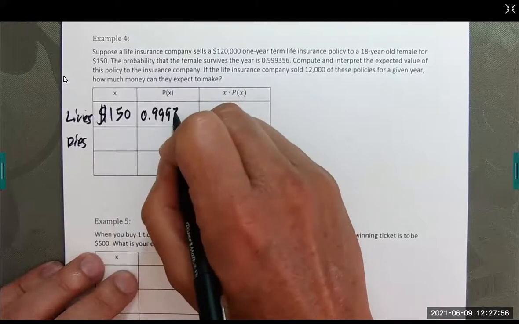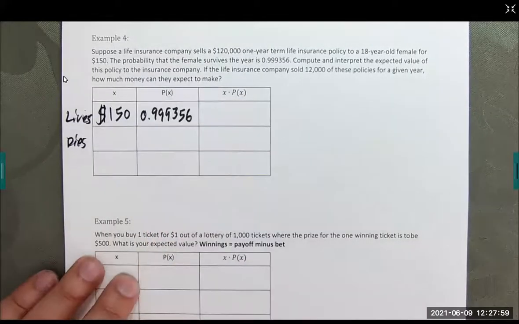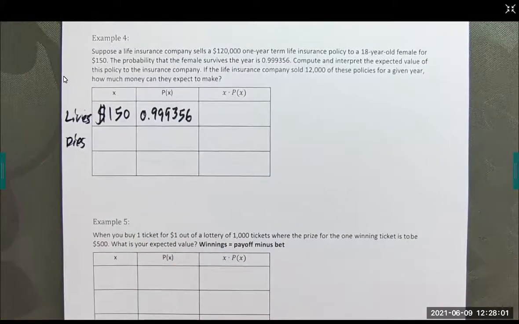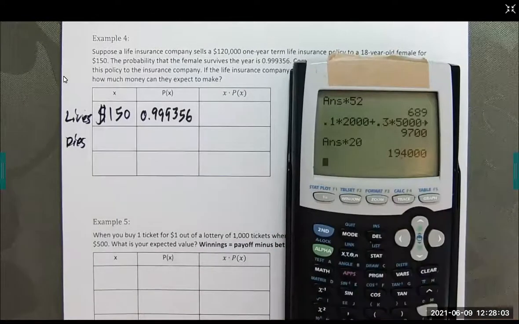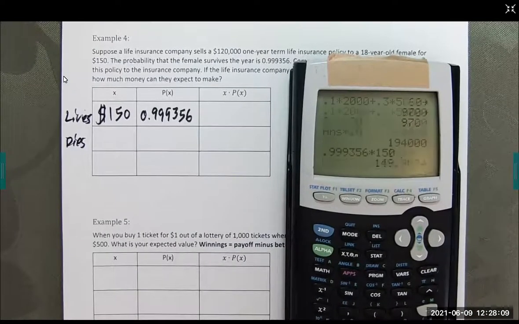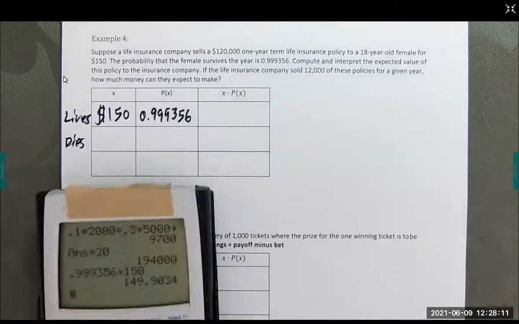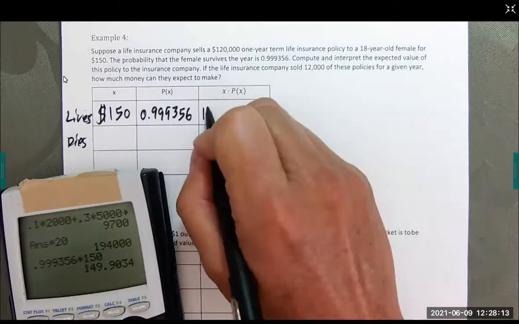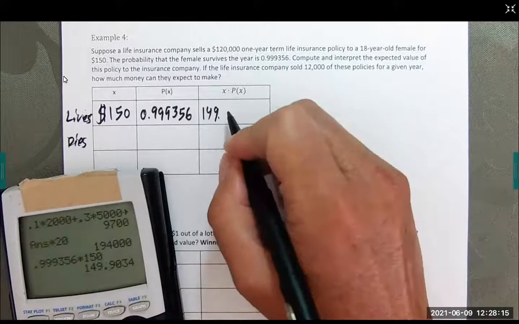9,9,9,356. And I can multiply that out. 0.999356 times 150. That's going to be 149.034.